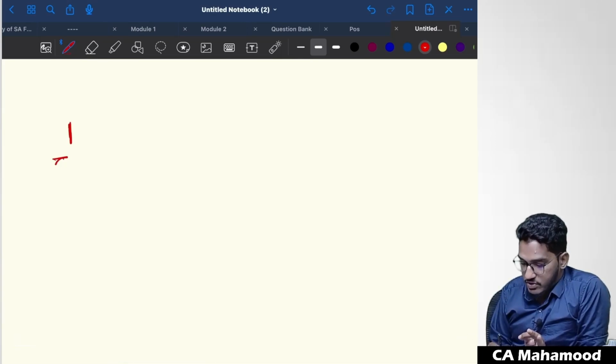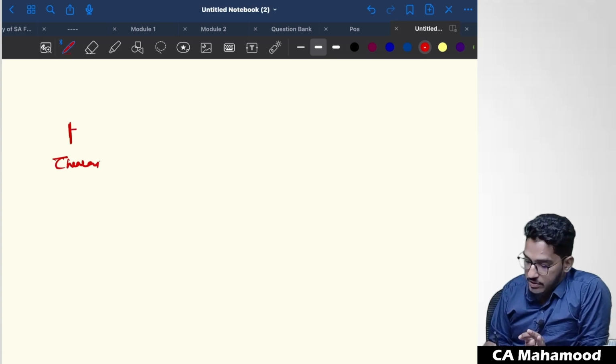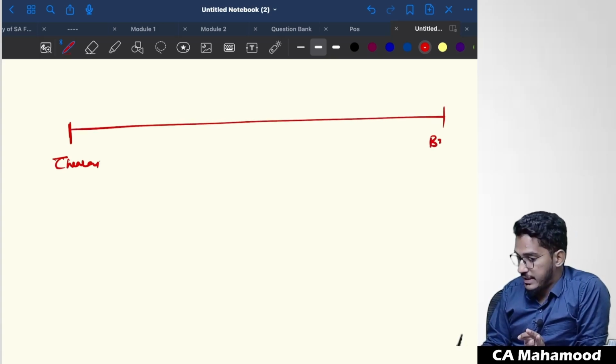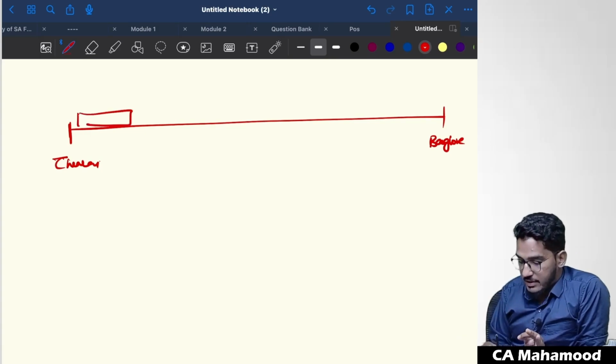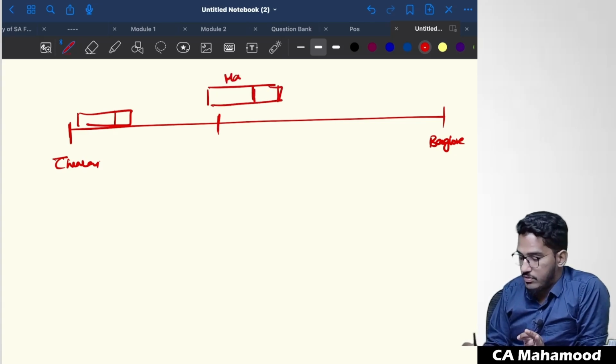The train is going from Chennai and it will go up to Bangalore. The train is starting at Chennai. The train will end at Bangalore. So here the train has started. Now after the train has started, somewhere here at Madurai. Okay, so here at Madurai.